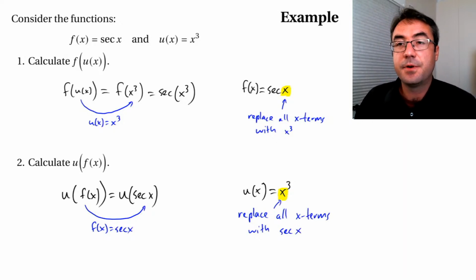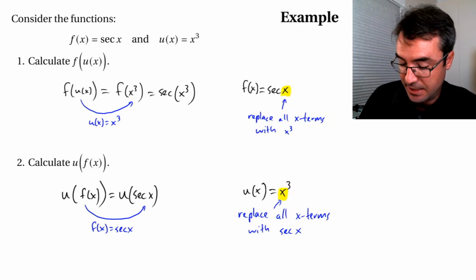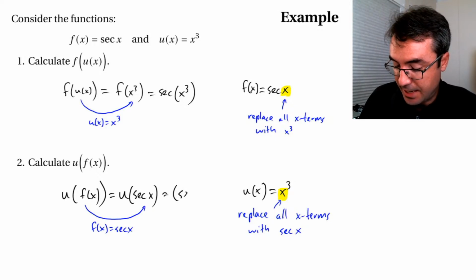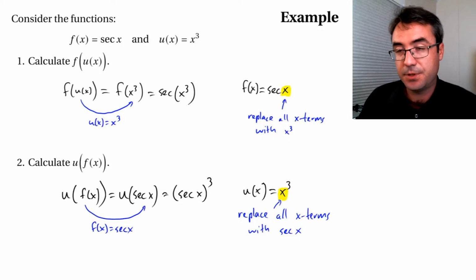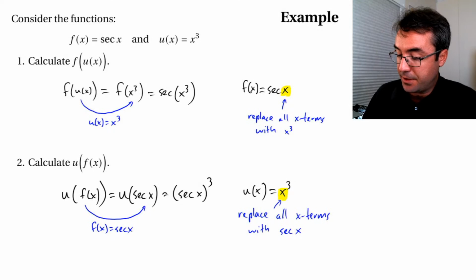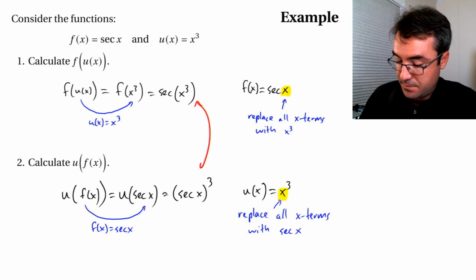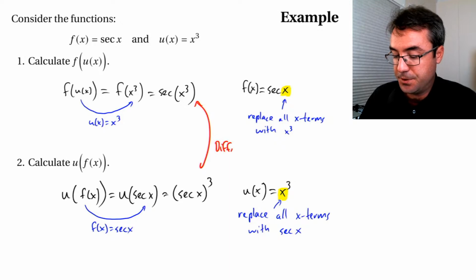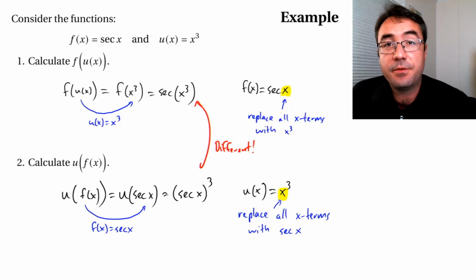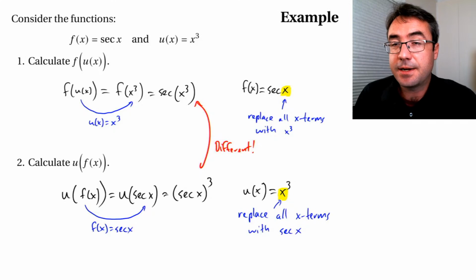So instead of x cubed, we're going to change that x to a secant x, and we'll get secant x all cubed. And if we compare, these are very different. So those two results are different. One is secant of x cubed, the other one is secant x all cubed. So it kind of looks similar, but they are technically different.